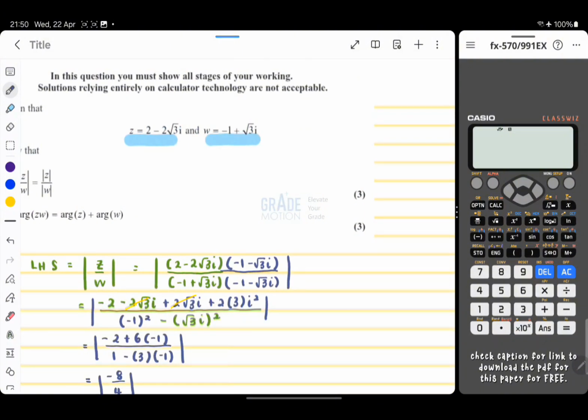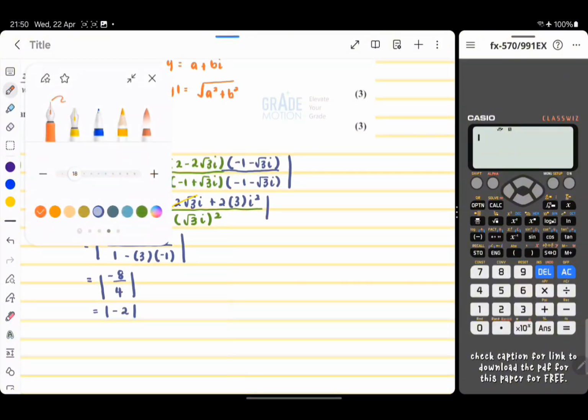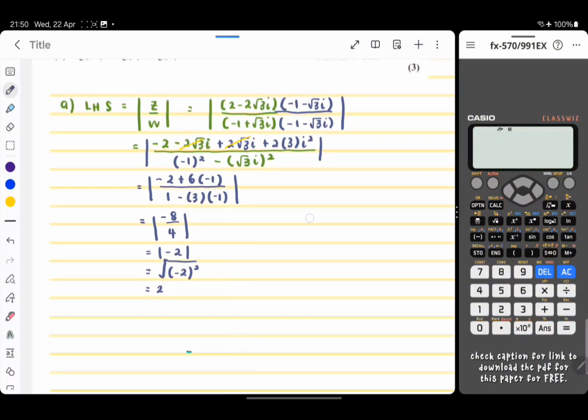What is the definition for modulus in complex numbers? Let's say we have a complex number y equal to a plus bi. Therefore, modulus of y is equal to the square root of a squared plus b squared. But in this case, we only have a. We don't have the complex component. So here it is the square root of negative 2 squared, which is equal to 2. With that, we are done with our left hand side.